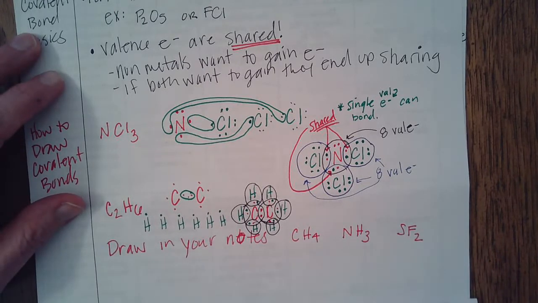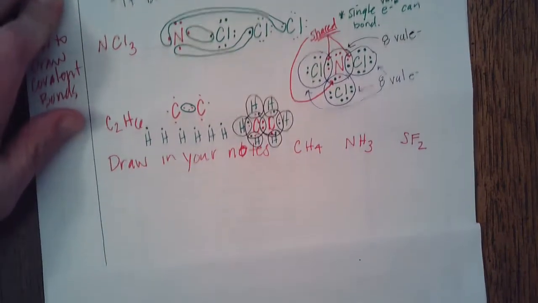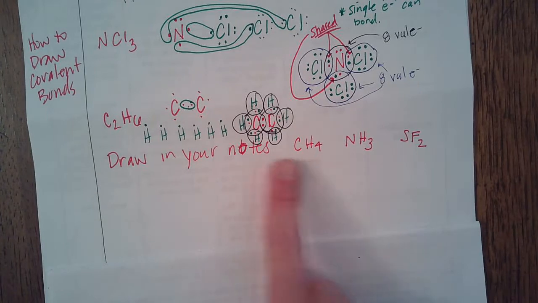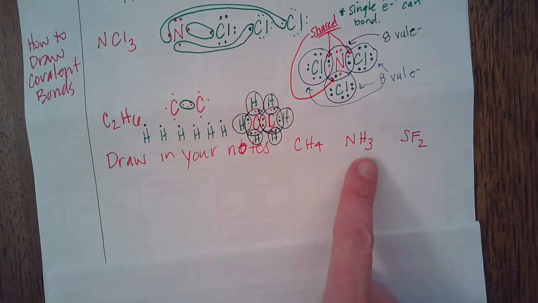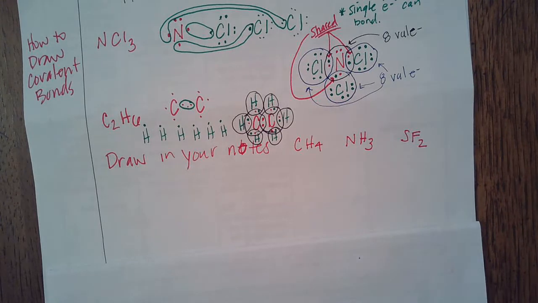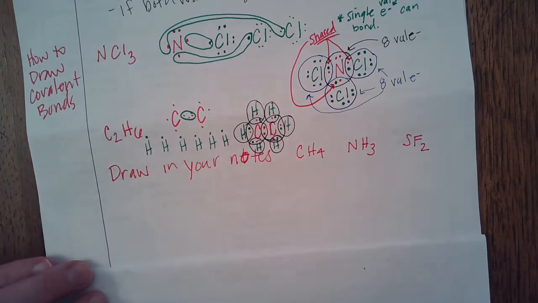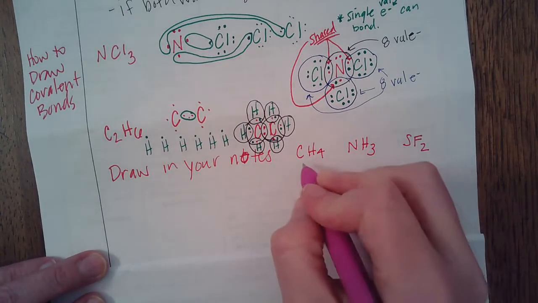So what I want you to do right now is see if you can draw in your notes CH4, NH3, and SF2. I would pause this and see if you can draw them in your notes. And then unpause it and I'll show you how to do it. All right, don't fret if you got stuck. I'm going to go through these now.